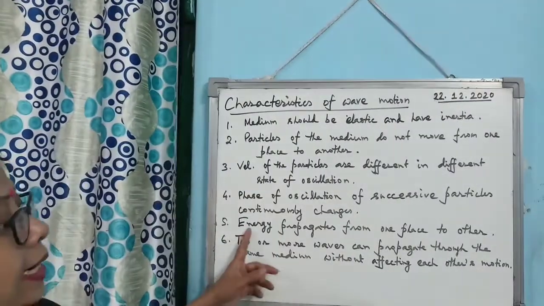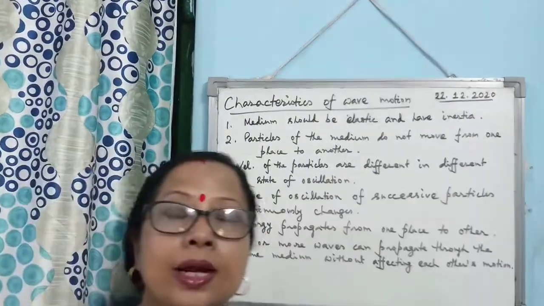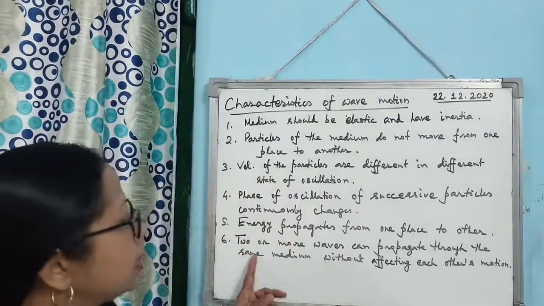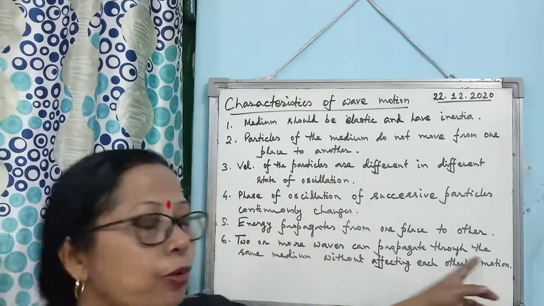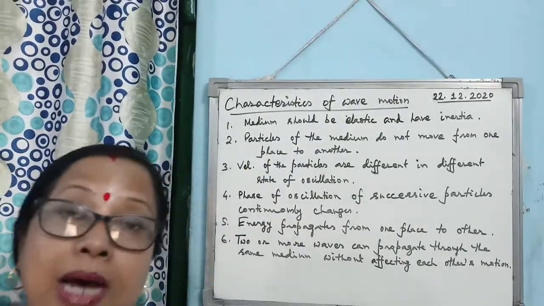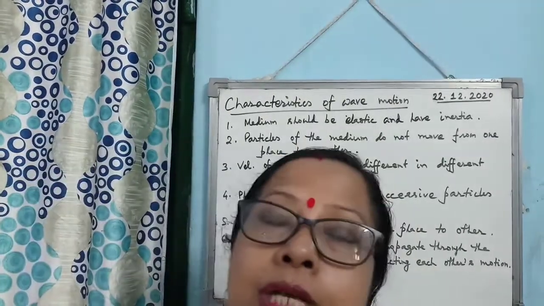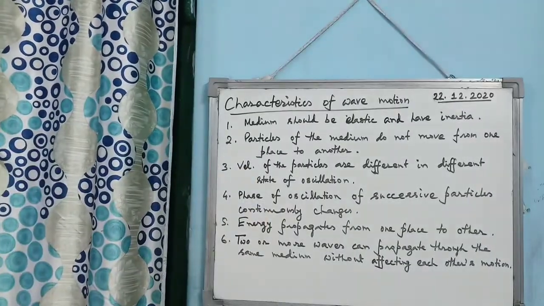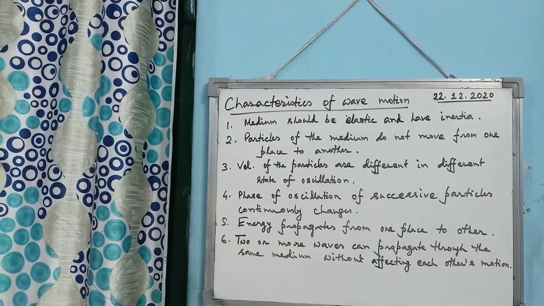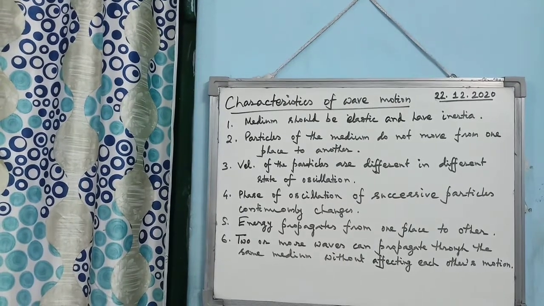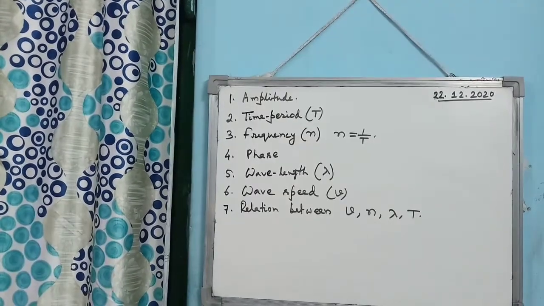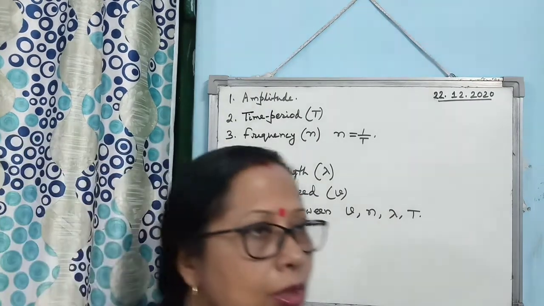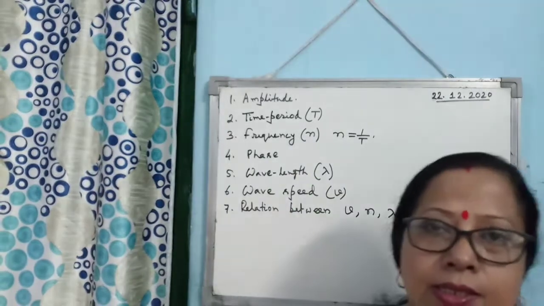Then next is energy propagates from one place to another when a wave moves through a medium. And then next one is two or more waves can propagate through the medium without affecting the motion of each other. Alright. So these are all characteristics of wave motion. You must learn and practice it. Now the few terms associated with the wave motion. That also from the very lower classes you are studying it.